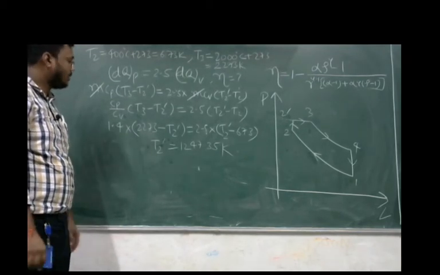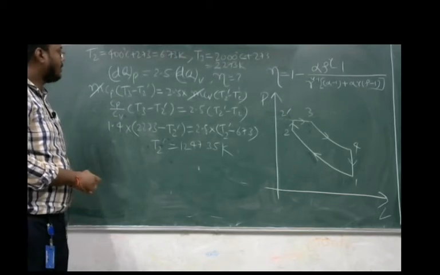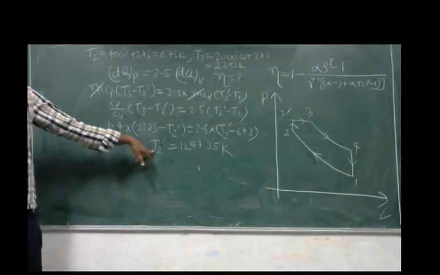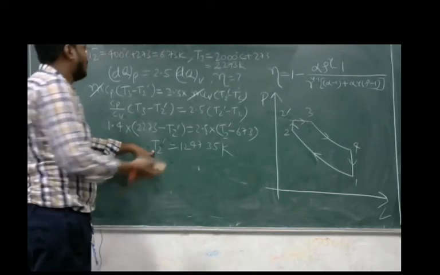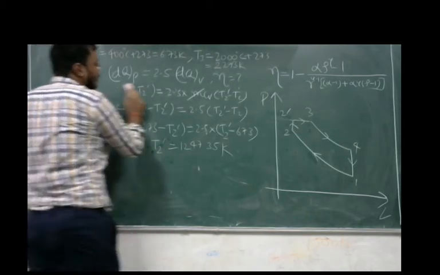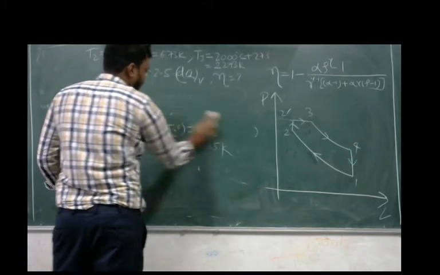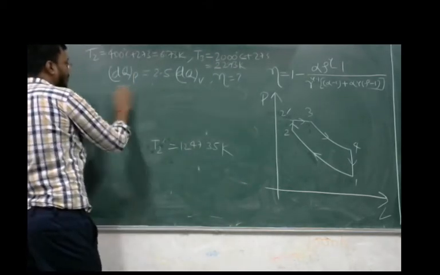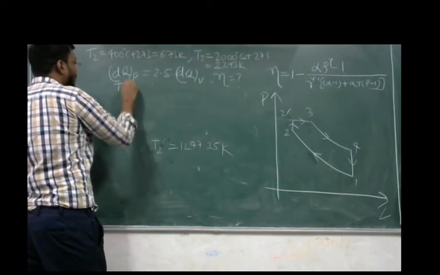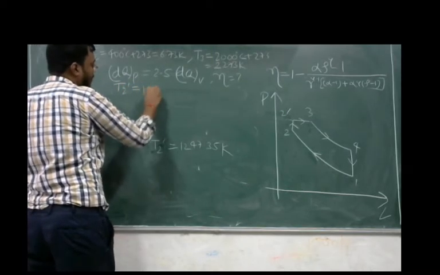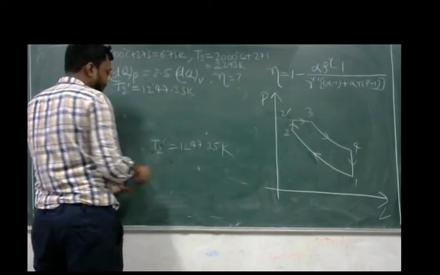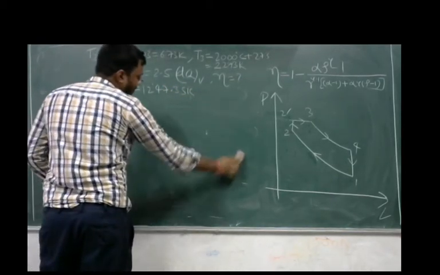Now we got the value of T2 dash, so write this value here. I'm deleting all these calculations. So now we have T2 dash equal to 1247.35 Kelvin.